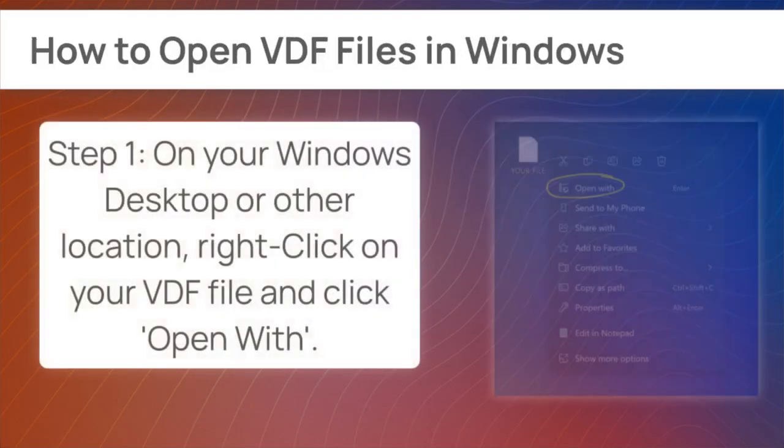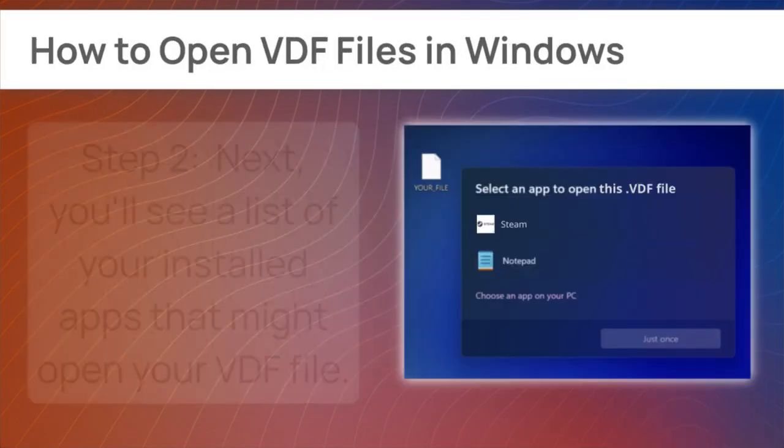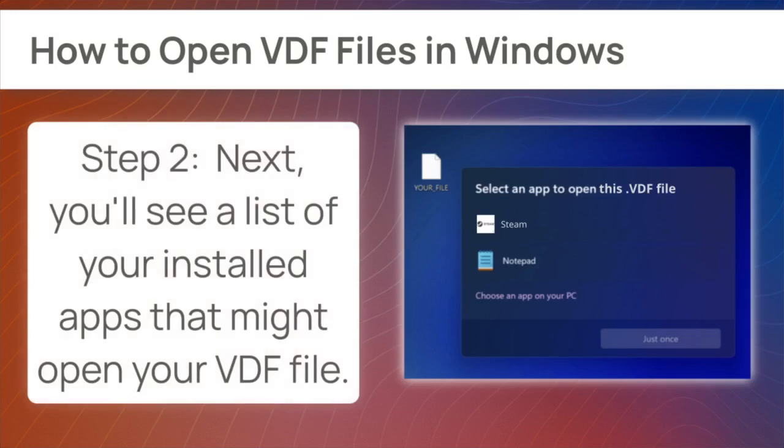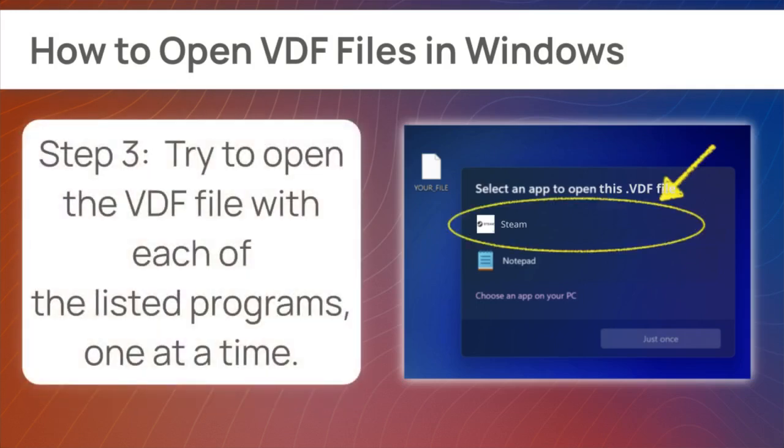To guarantee file access, right-click your VDF file and select Open With. If Steam is an option, test it. If it's not available, choose another program. We are trying to force the file open with a compatible application.